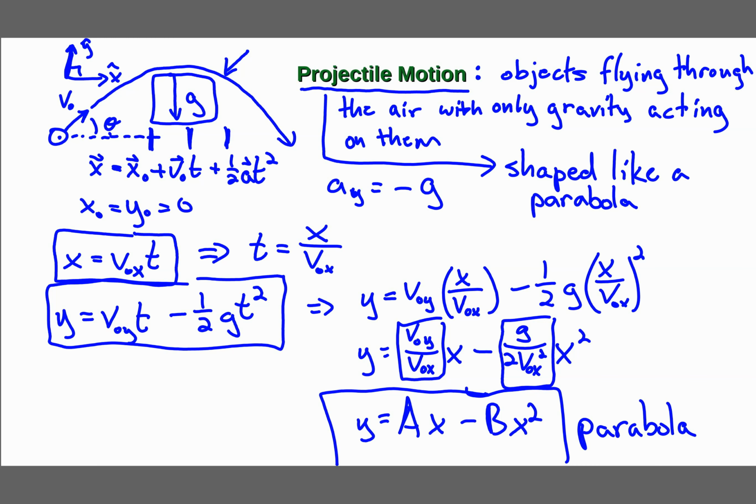And this example was totally general, right? So this is always true. Our projectile motion, when we ignore air drag, is always going to be shaped like this parabola. That's the way things are going to fly through the air when they're affected only by gravity, okay?